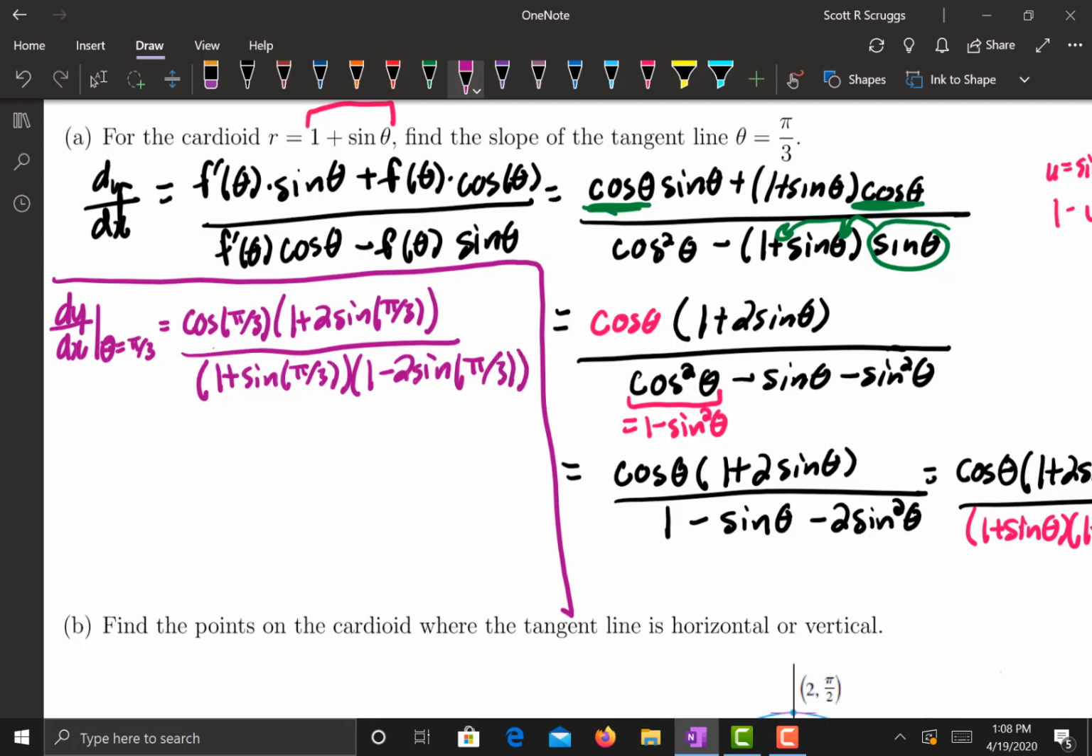Do some evaluations. Sine of pi over 3 is root 3 over 2. Multiply with that 2, I'll get just square root of 3. And cosine of pi over 3 is just 1/2. So I'll get 1/2 times 1 plus 2 sine, or I actually evaluated that to give me square root of 3, over, I have 1 plus root 3 over 2 in the denominator, times 1 minus sine, so I'll have root 3 over 2 times 2, so 1 minus square root of 3.